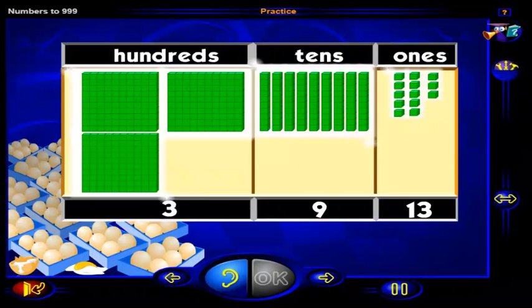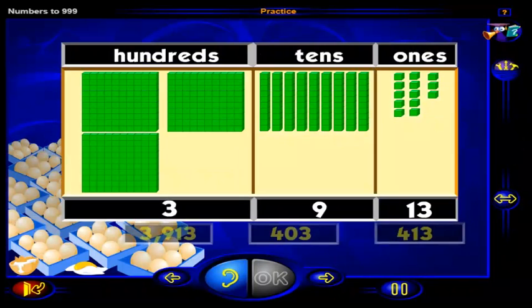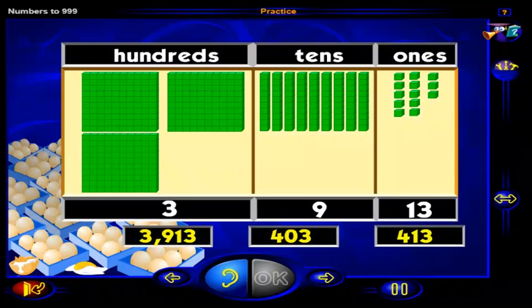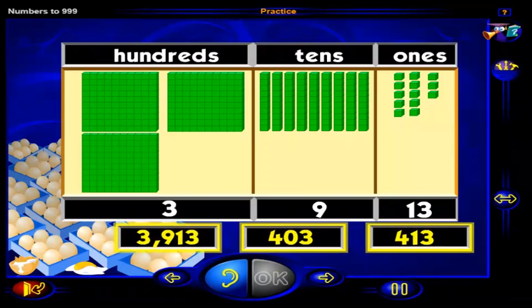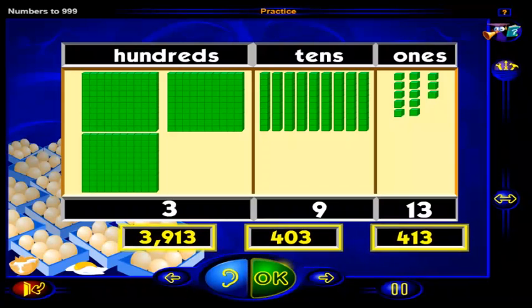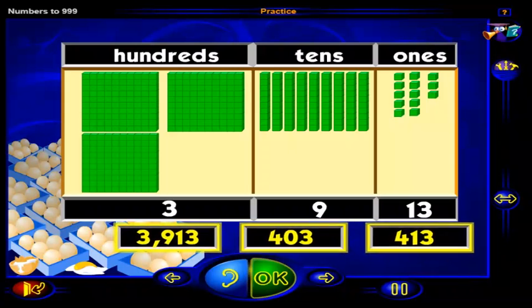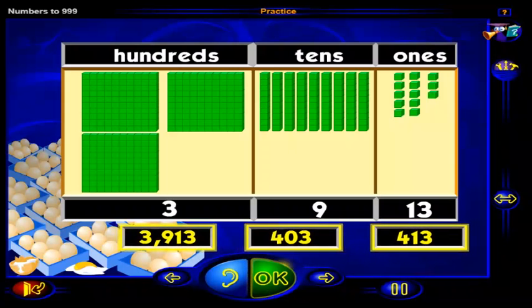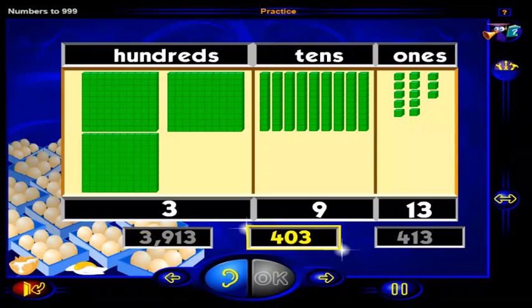These blocks show the number of eggs in these trays. How many eggs are there altogether? Click on the number, and when you're done, click OK. That's it. There are 403 eggs altogether.